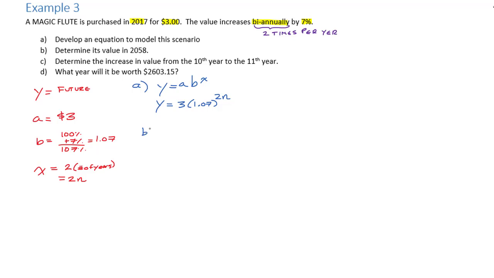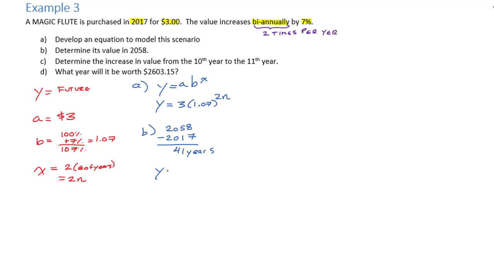So let's do part B first of all. What's it going to be worth in the year 2058? Well, we have to figure out how many years have passed. So what's 2058 minus 2017? We end up with 41 years. So what's it going to be worth in 41 years?